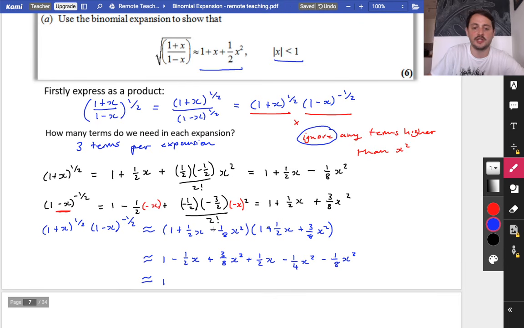Now let's check the expansion again. So that should have been a plus 1/2 x. And then we've got here, this also should have been plus 1/4 that we have here. And then have we got anything else that I've done wrong? I think that's all good.